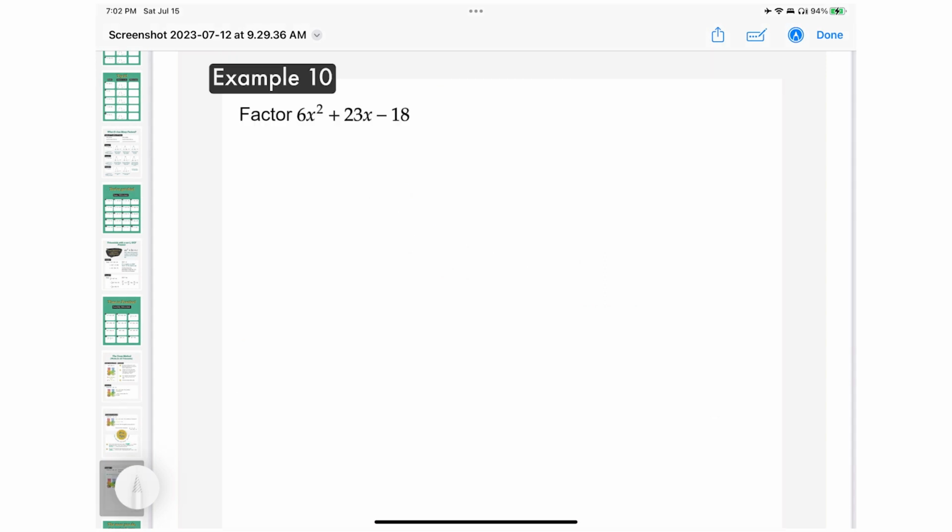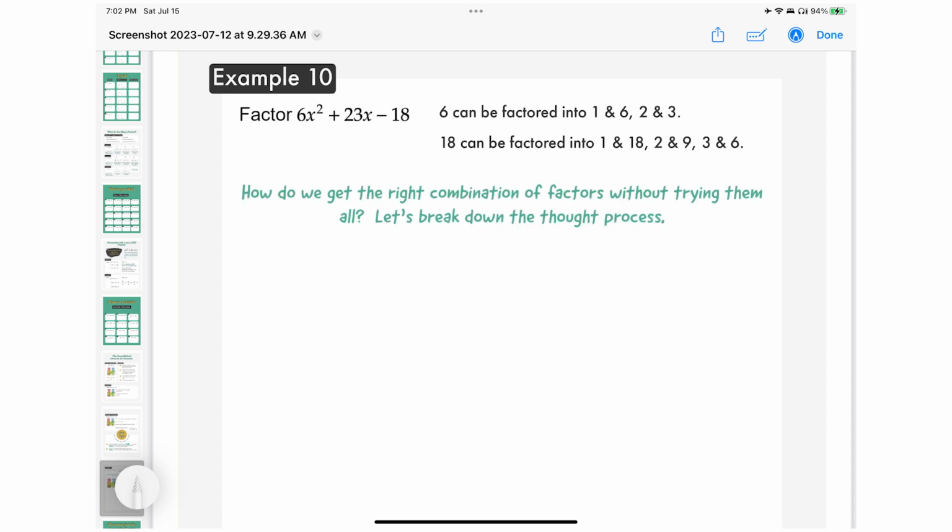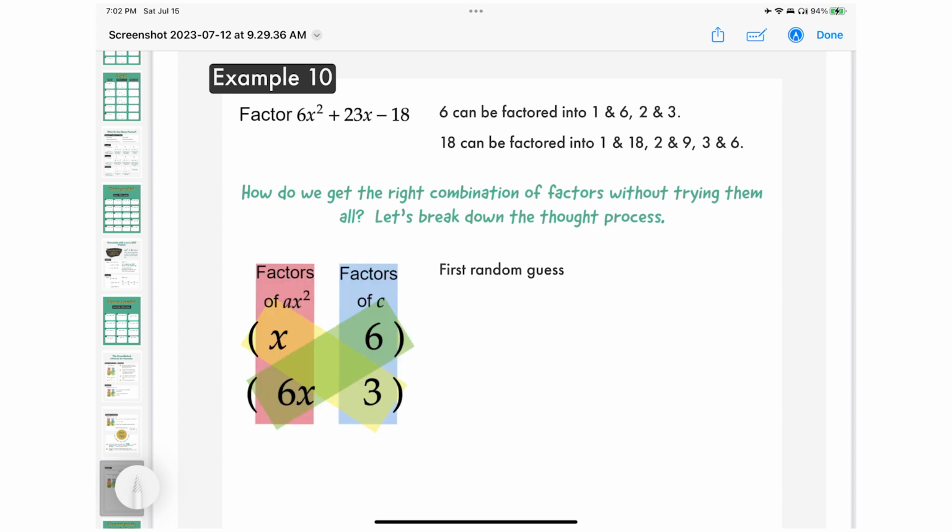Let's look at example 10 here. 6 has multiple factor pairs. 18 has multiple factor pairs. How do we get the right combination without trying them all? Let's break down the thought process. The first guess is always a random guess. We know the bracket sign situation.